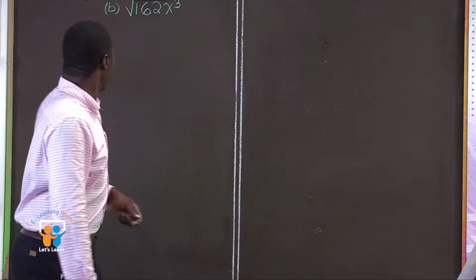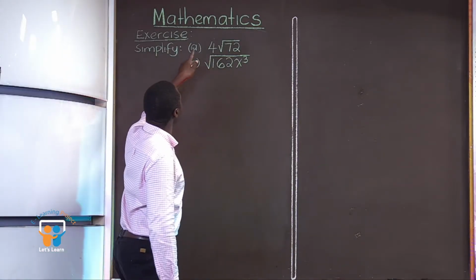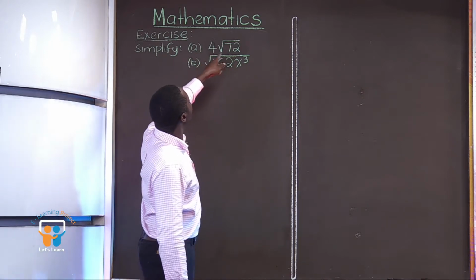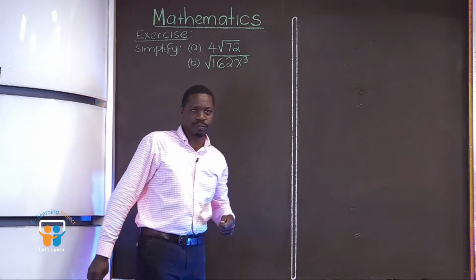Now, viewers, let us go ahead. This exercise is yours. Simplify. Part A, 4 root 72. Part B, root 162 x cubed.